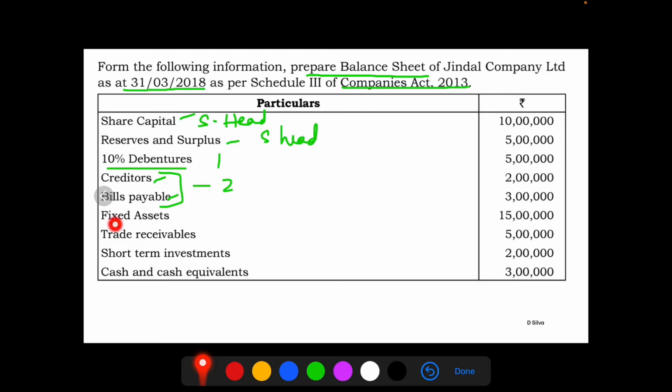Next we have fixed assets. Fixed assets to be written as it is. Trade receivables are also called bills receivables. We will write it directly. Short-term investments. That means these form current assets. Anything that is held for less than 12 months is called a current asset. So in the question itself, you have the clue with the word short term. Hence, for this, we need to prepare a note to accounts under the heading current investments. And the last one being cash and cash equivalents. For this, we can directly write it in the balance sheet.